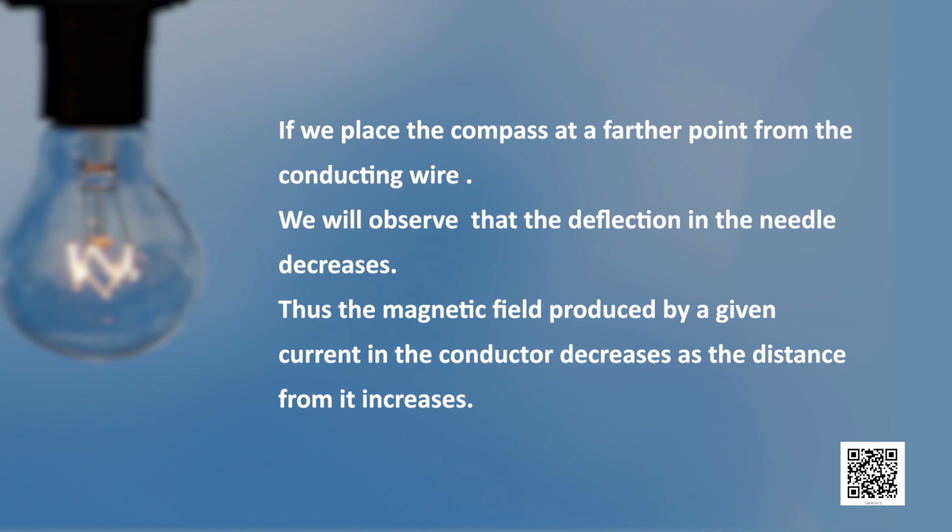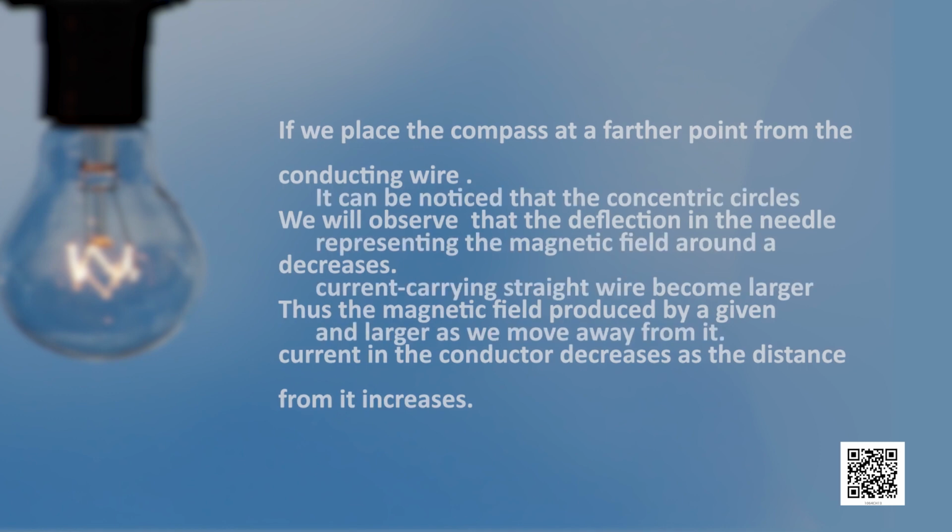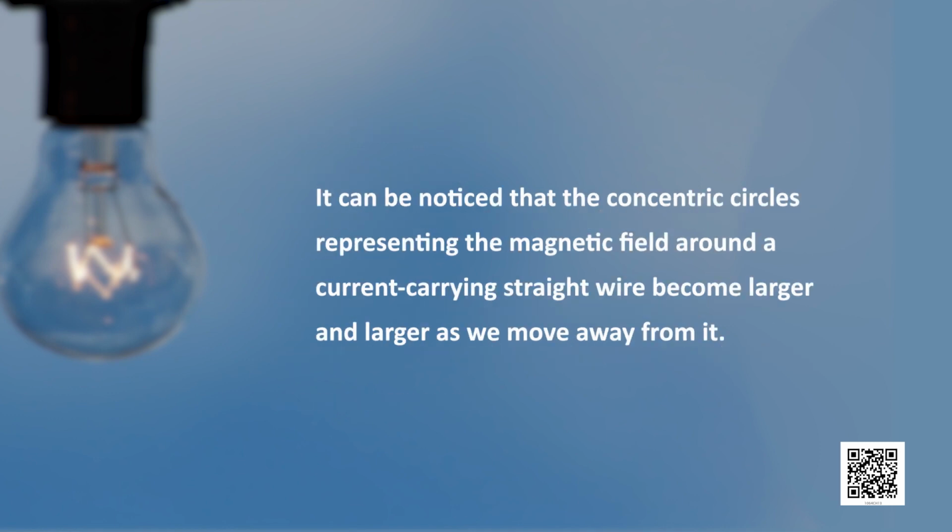If we place the compass at a farther point from the conducting wire, we will observe that deflection of the needle decreases. Thus, the magnetic field produced by a given current in the conductor decreases as the distance from it increases. It can be noticed that concentric circles representing the magnetic field around a current carrying straight wire become larger and larger as we move away from it.